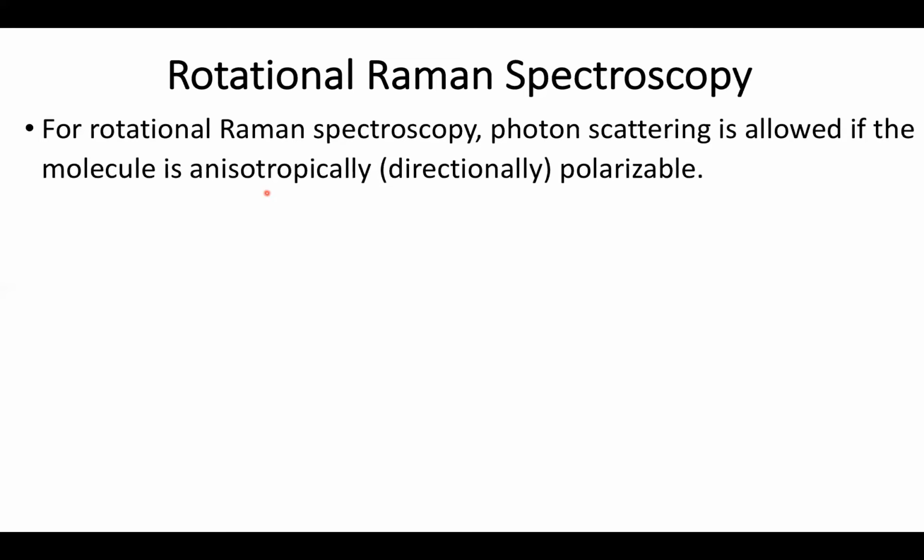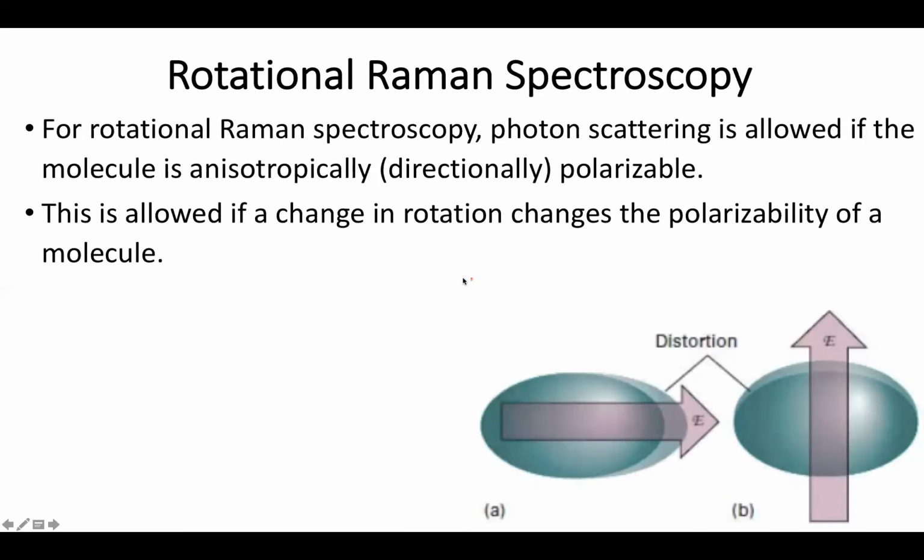anisotropically polarizable. This is essentially a fancy way of saying that I have to be polarizable in one direction. A rotational peak is going to be allowed if, when I rotate the molecule, instead of changing the polarization, I change the polarizability, but only in one direction. If I have a linear molecule and I speed up its rotation along one axis, this is going to elongate out the density of the molecule. And the more elongated the density is, the easier it is to polarize the molecule.